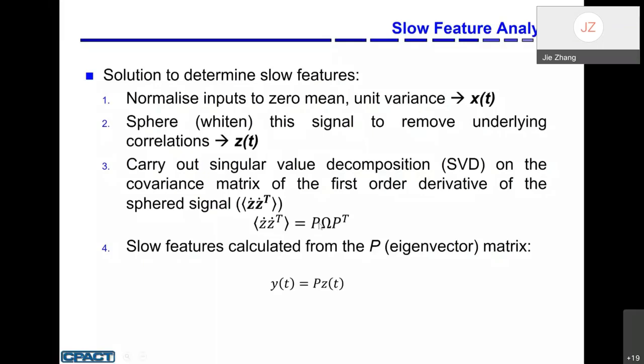And in the third step, we carry out SVD on the covariance matrix of the first order derivative. Then we can work out the slow features using this equation here. Because the first order derivative represents the rate of change, we try to discover the slowly varying features. We find these slow features from the first order derivative.